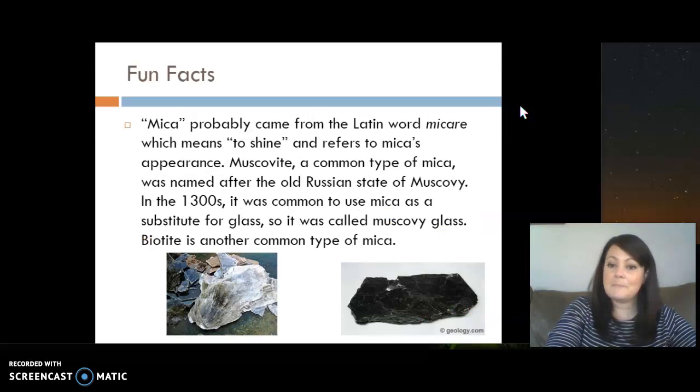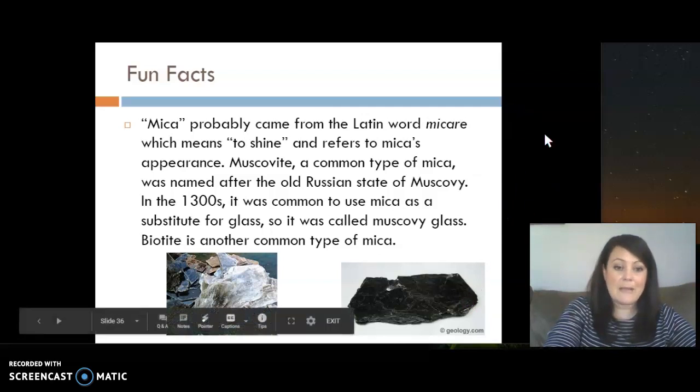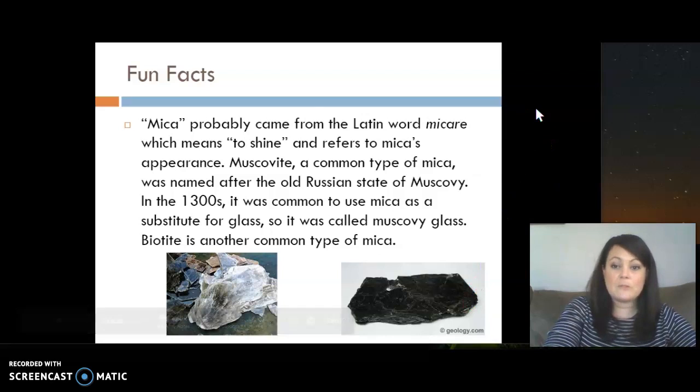Fun fact, mica probably comes from the Latin word micare, which means to shine, and refers to mica's appearance. Muscovite, which is a common type of mica, was named after the old Russian state of Muscovy. In the 1300s, it was common to use mica as a substitute for glass, so it was called Muscovy glass. Biotite is another common type of mica. It's the pretty golden black one. Remember, those are the two that we will look at that flake off. They show that cleavage in a single form.